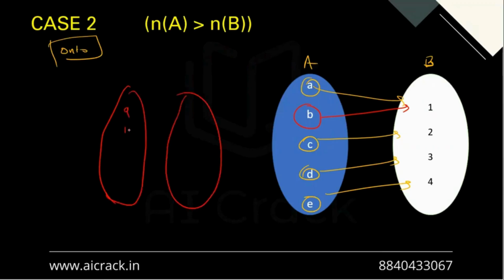This is A, B, C, D, and E. This is 1, 2, 3, and 4. Now what I've done, I have selected B, C, D, and 4. When I'm doing 5C4, I'm selecting B, C, D, and E. And now I'm marking it like this. C to 2, D to 3, and E to 4.